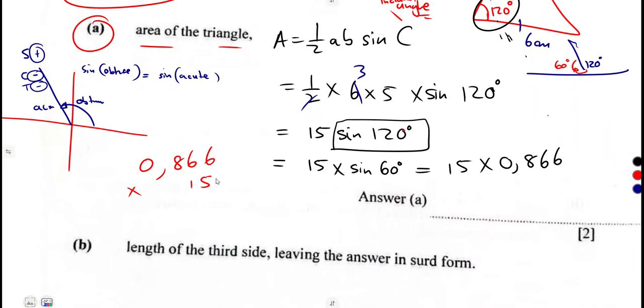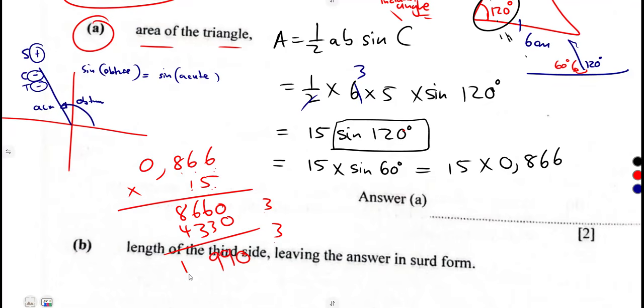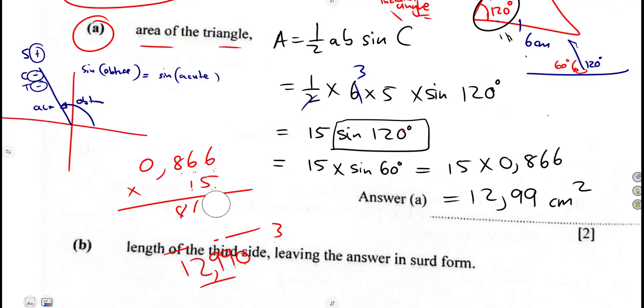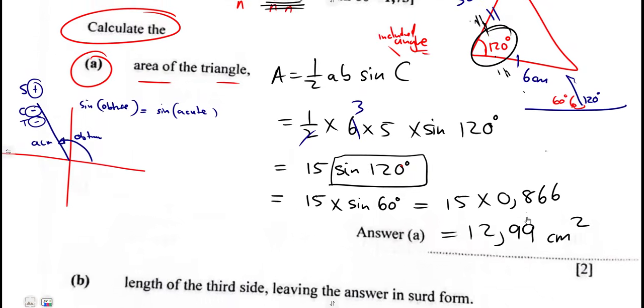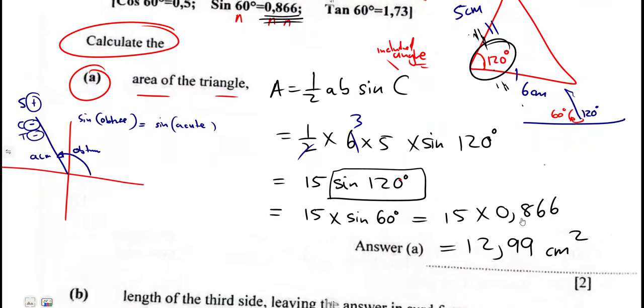0.866 times 15. 6 times 5 is 30, 30 plus 3 is 33, 40 plus 3 is 43. Then we add 0, 9, 9, 12. How many decimal places? 1, 2, 3. So this gives us 12.99. This is area in square units, square centimeters. You see, you must know multiplication of decimals; those are the basics. So that is what you're going to obtain.